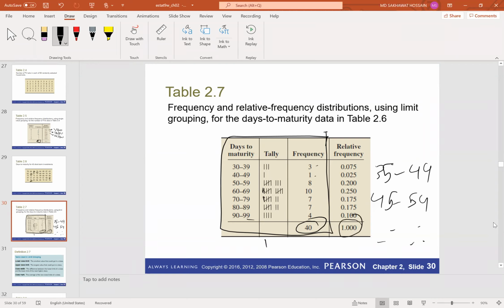Do you have any question about this one? Is it clear? Do you have any question about limit grouping? So is it clear when we will use limit grouping and when we can use single value grouping?